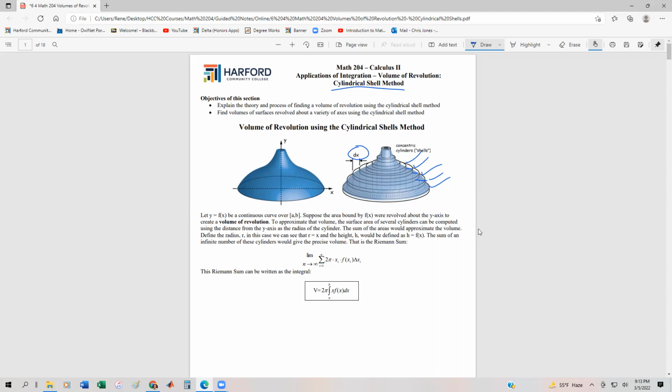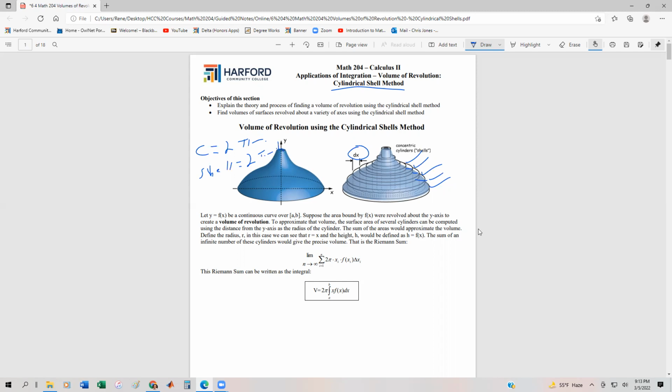But that would mean that theoretically we'd have an infinite number of these shells. So we're going to first of all use a circumference, which remember is 2 pi r, and then multiply it by the height. So the shell is going to be equal to 2 pi r times height, right?